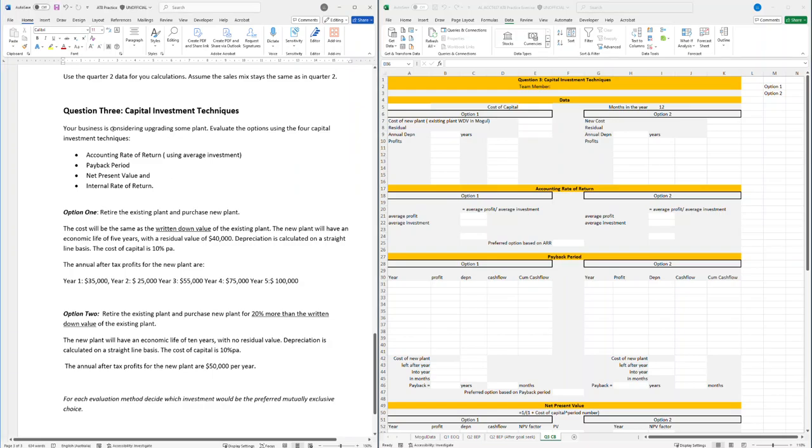Your business is considering upgrading some plants. So you're upgrading some plants. You need to consider which options and what costs are involved. Evaluate the options using the full capital investment techniques. We talk about it when going through our textbooks, right? Accounting rate of return, payback period, net present value, internal rate of return.